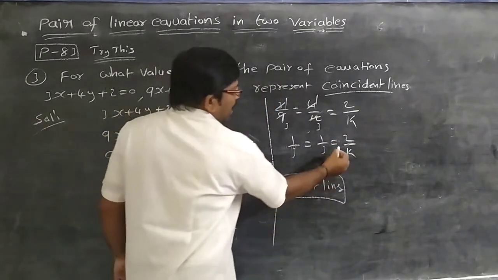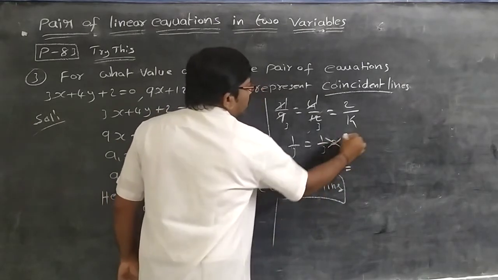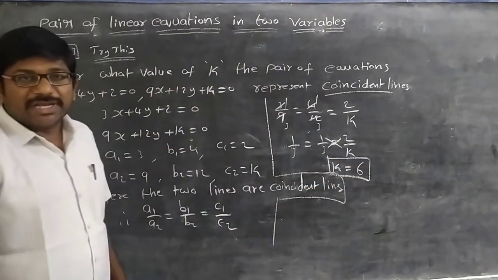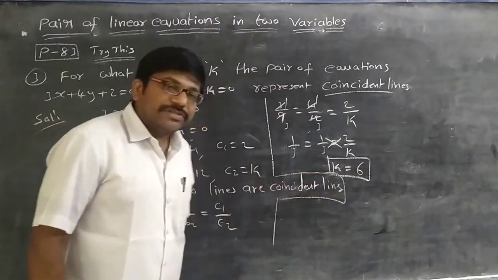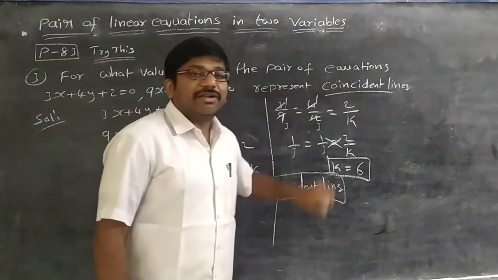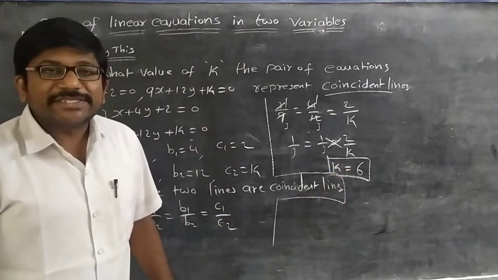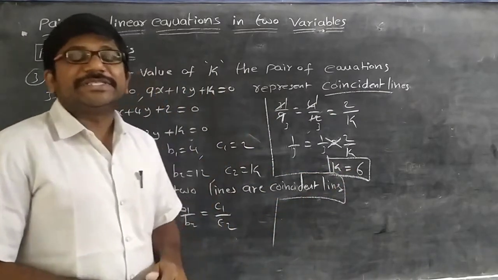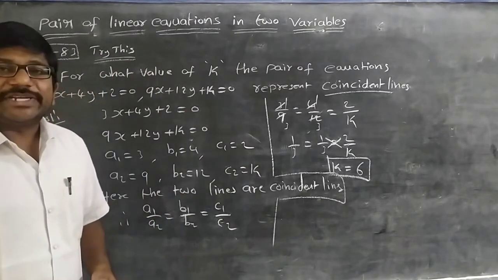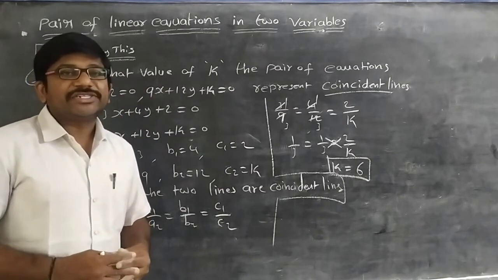Now cross multiply like this. k into 1, k is equal to 3 twos are 6. So k is equal to 6. So for k is equal to 6, the given two lines are coincident lines, right? So if k is equal to 6, the two lines are coincident lines, means dependent, right? So if two lines are coincident lines, then the pair has many solutions, right?